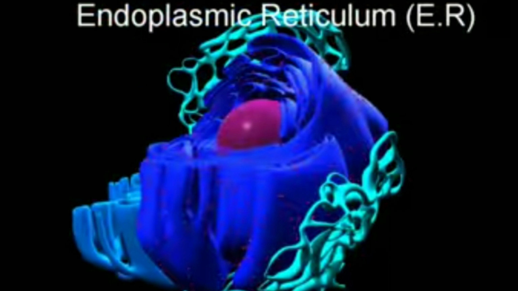The first function is that it is the framework that supports the cell. Second, conduction of proteins. Third, toxins that have entered the body through food, air and water are made water soluble by the endoplasmic reticulum and then flushed out of the body. Let us move towards the next, that is, the Golgi complex.